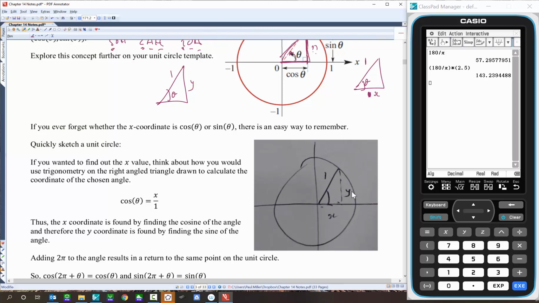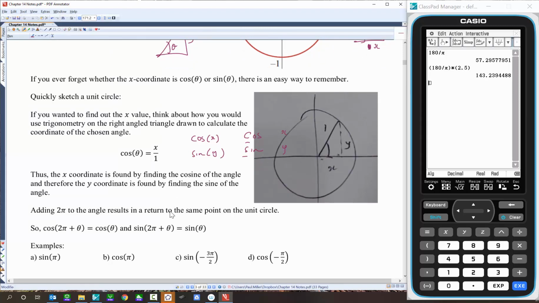I just work out how I would work out the y value: that's going to be the opposite over the hypotenuse. How would I work out the x value? Adjacent over the hypotenuse. Another easy way to remember, and I don't like this one, but it's one way you can use: cosine is x, and sine is y. You list the trig functions alphabetically: cosine and sine, c comes before s, and x comes before y. So cosine is x, sine is y.